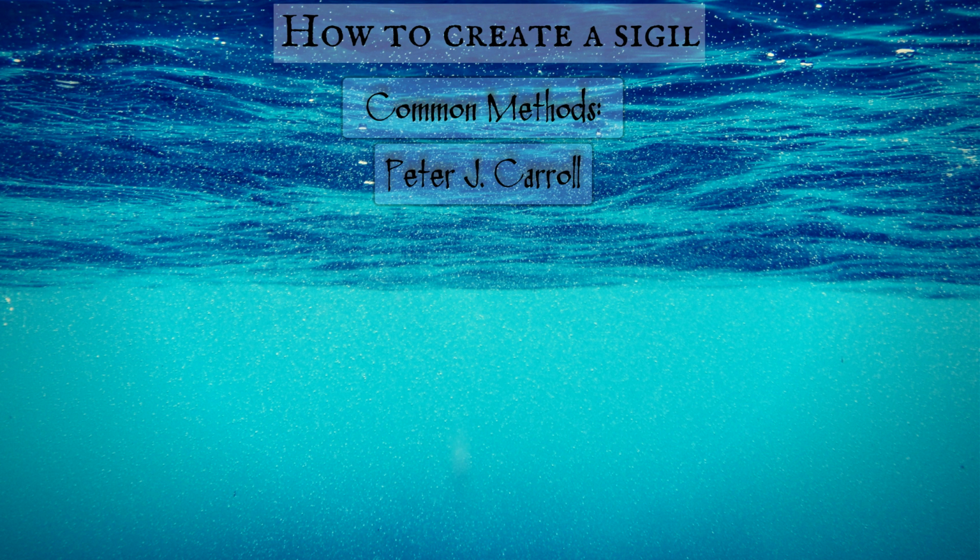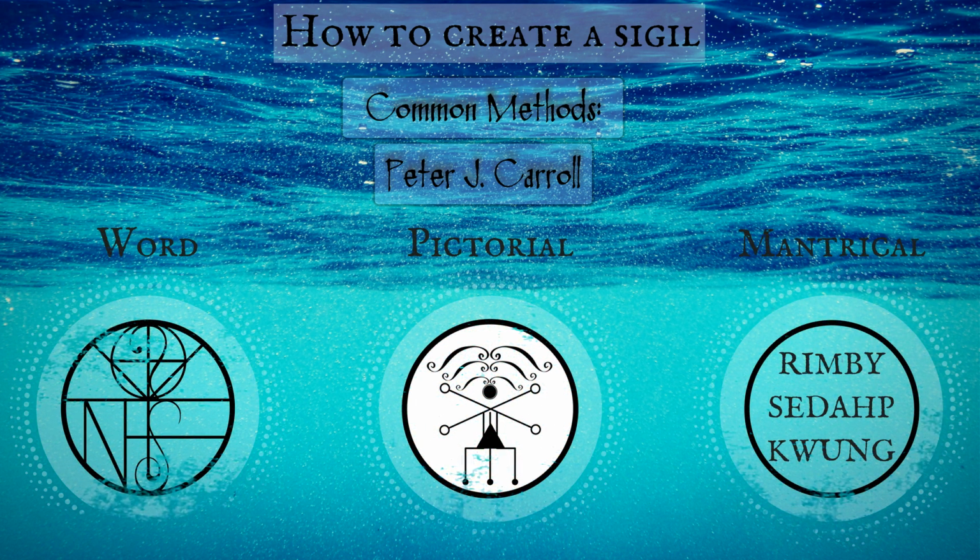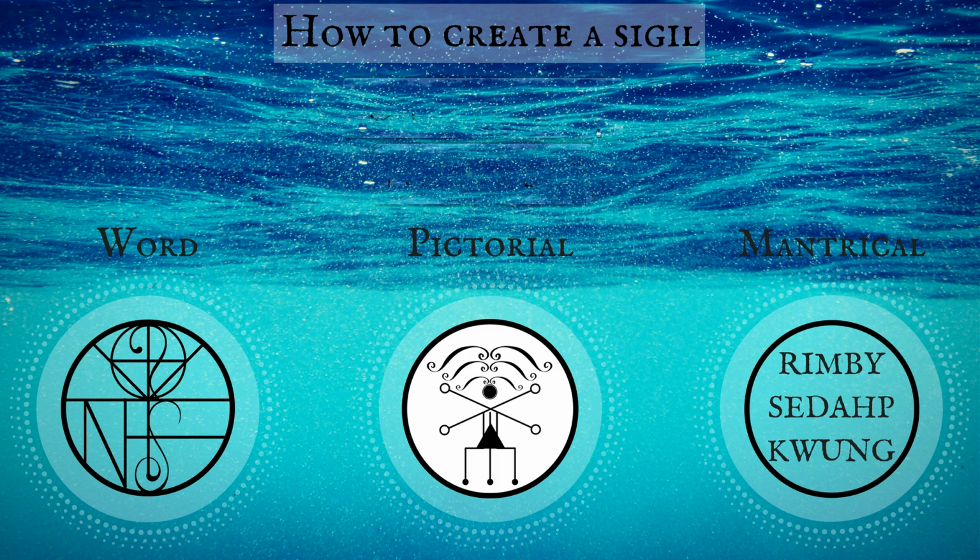Now, this section covers the creation of a sigil. Later in the video, I will discuss how we use the sigil in a magical practice, how to charge and then banish one. But for now, let's look at the creation of the sigil itself. Now there are three methods that Carroll described, which are called the word, pictorial, and mantrical methods of sigil craft.